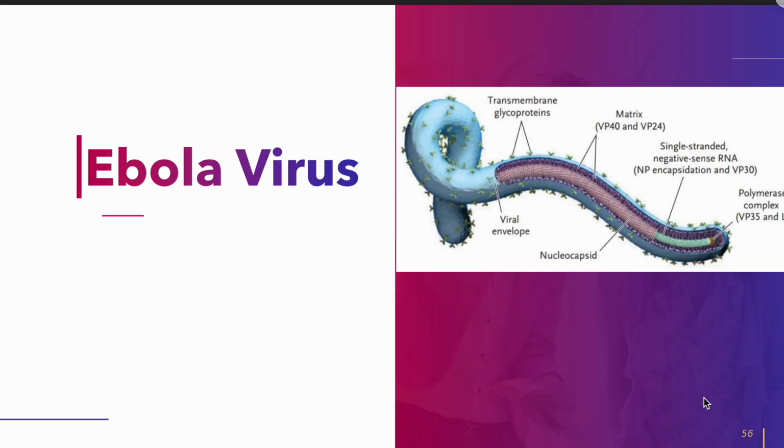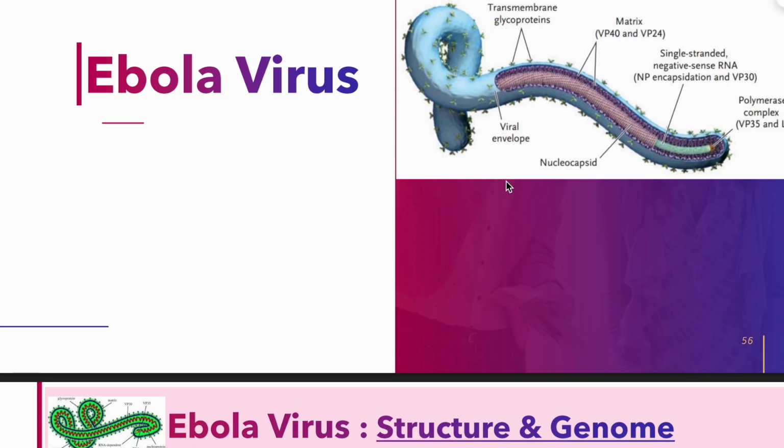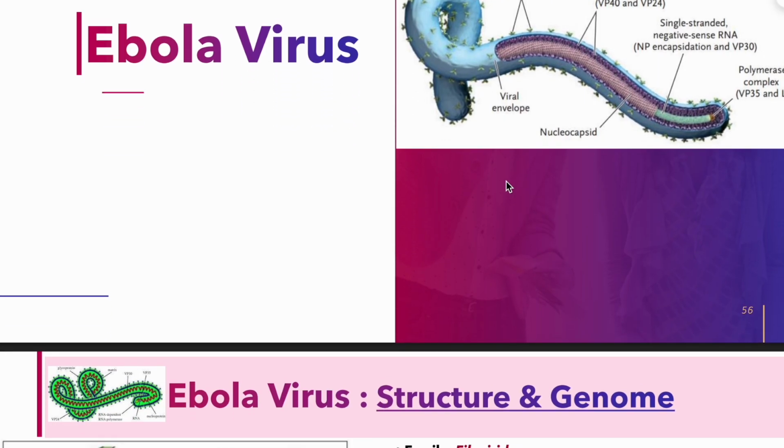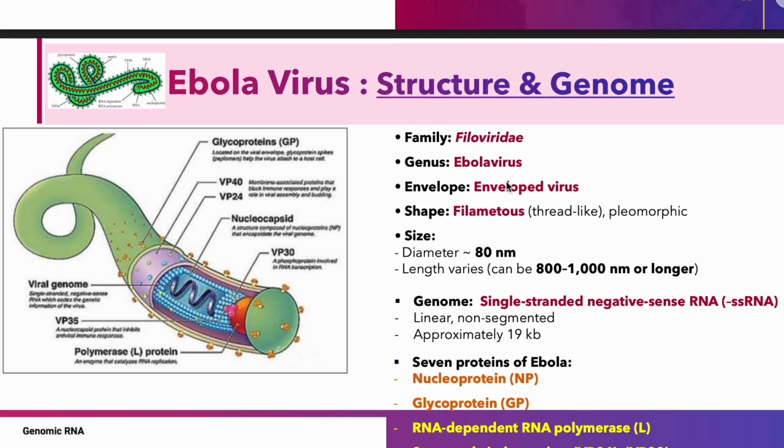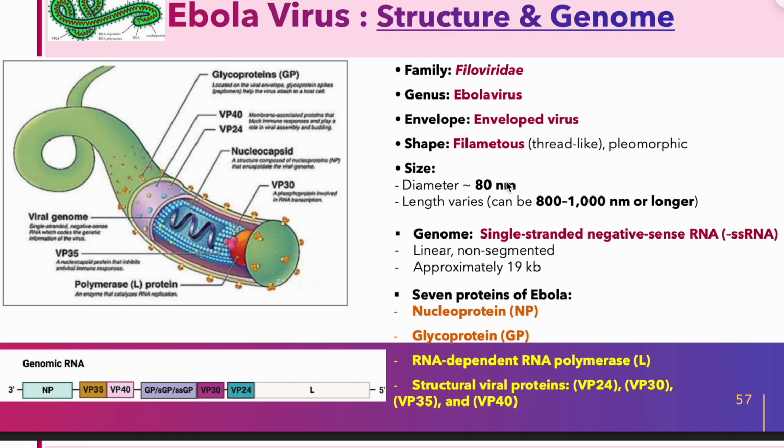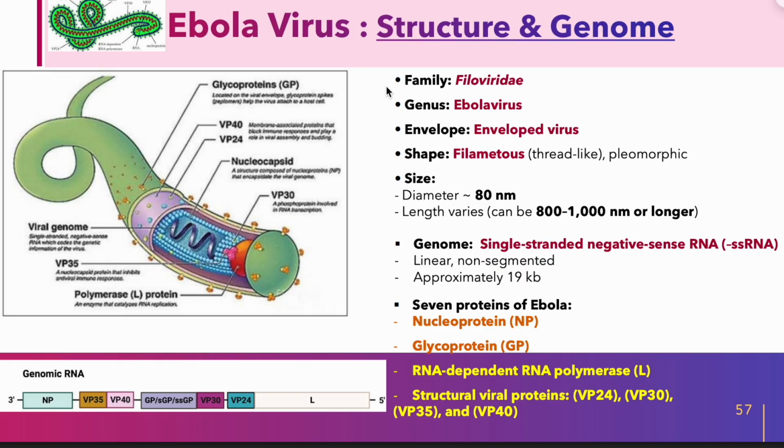So that's all for the arbovirus. Now let's talk about other types of virus. The first one is Ebola virus. So you can see this different structure that is different from the arbovirus that we saw previously. Here, Ebola is a very dangerous virus.